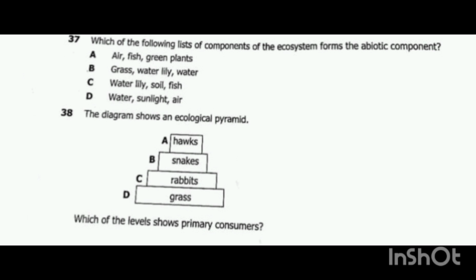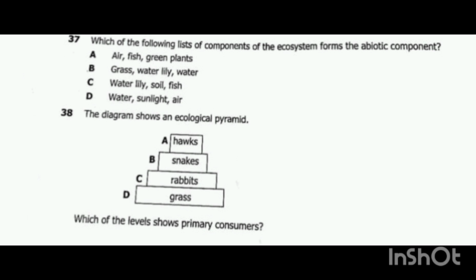So in this case, we need to identify the producer, and the organisms which are feeding directly from the producer are the ones we identify as primary consumers. In this case, the producer is the grass, because that's the one obtaining energy directly from the sun. So the grass is the producer, and the organisms which are feeding directly from the grass are the rabbits. So the answer is C.